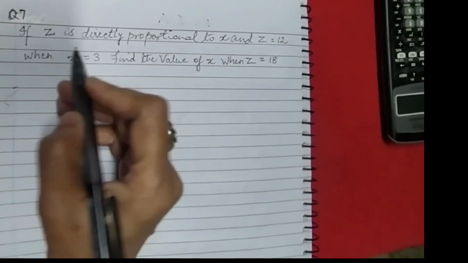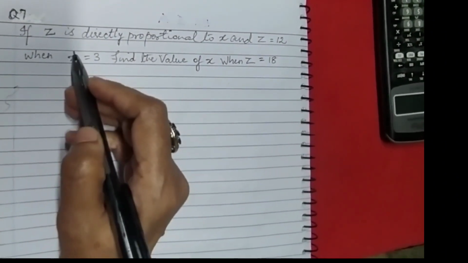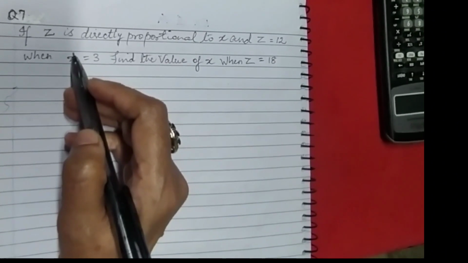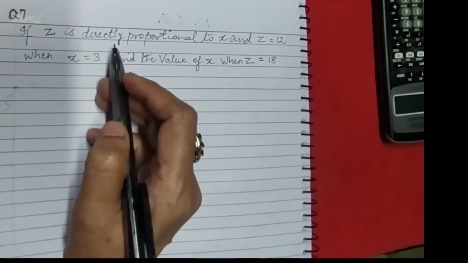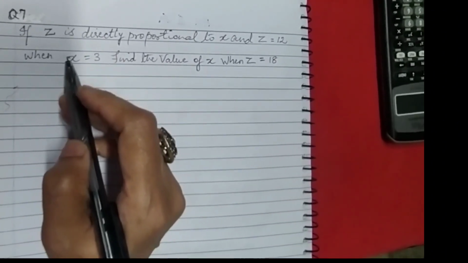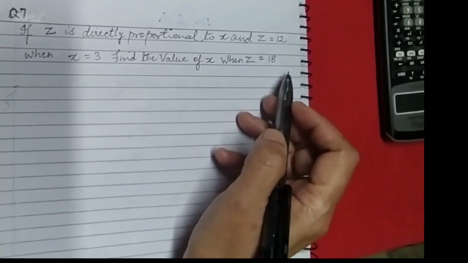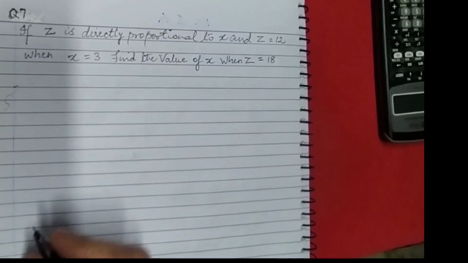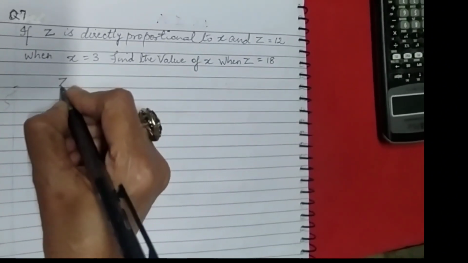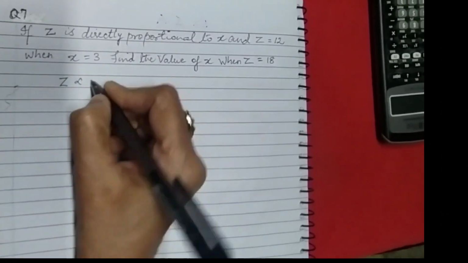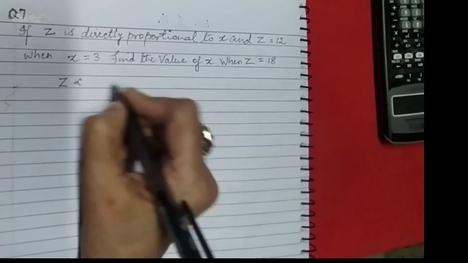Now question number 7. If z is directly proportional to x and z is 12 when x is 3, find the value of x when z is 18. So let's start doing it. Z is proportional to x.